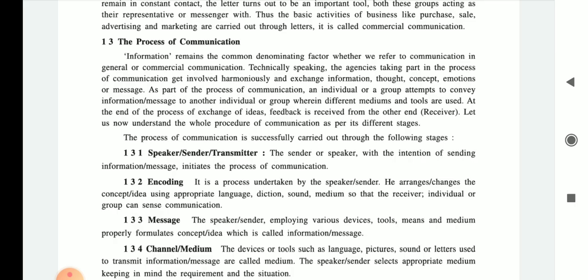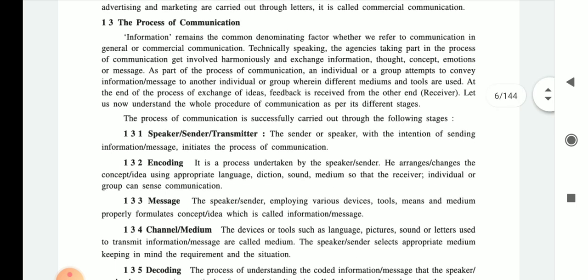Technically speaking, the agencies taking part in the process of communication get involved harmoniously and exchange information through a concept, emotions or message. Technically speaking, it means the agencies taking part, or whatever process should be conducted, are harmonious in the exchange of information.